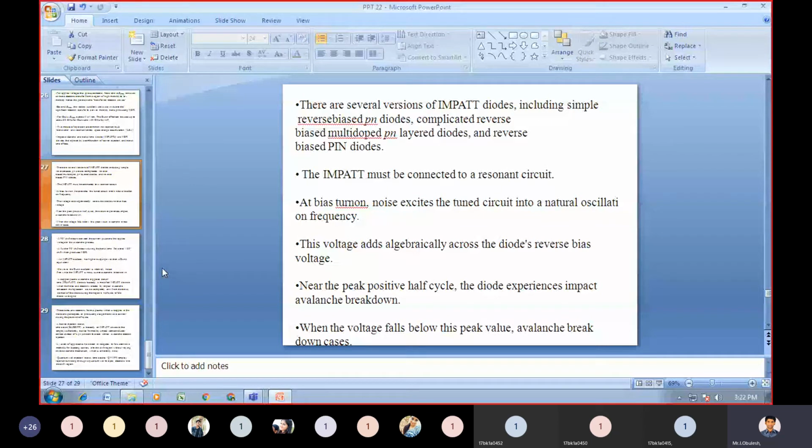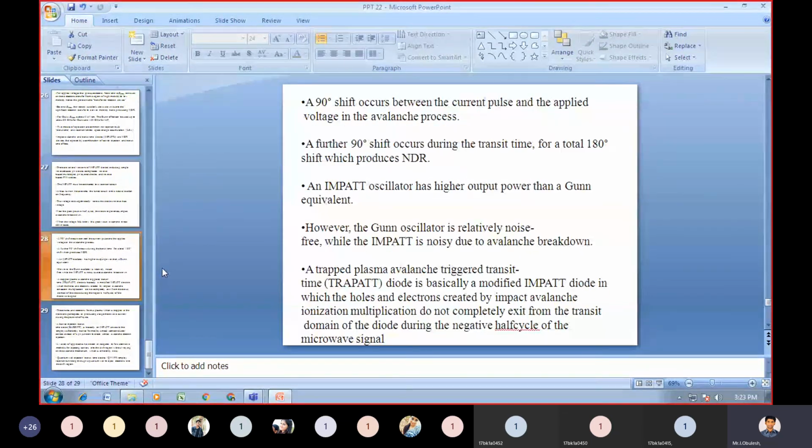At bias turn on, the noise excites the tuned circuit into a natural oscillation frequency. This voltage acts algebraically across the diode's reverse bias voltage. So near the peak positive half cycle, the diode experiences impact avalanche breakdown. When the voltage falls below the peak value, the avalanche breakdown ceases.